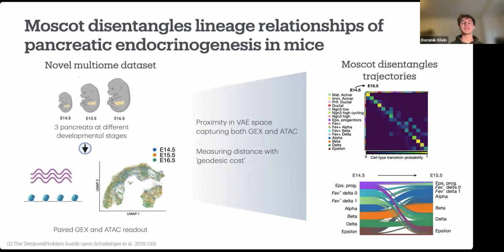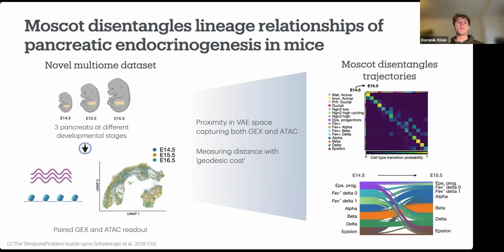And therefore, we captured murine pancreata at 3 different time points with multiome, hence we have paired gene expression and ATAC measurements. We can already see on the UMAP that these distributions, these cellular measurements across the 3 time points, are fairly overlapping, but still there's some dynamic happening. So we do see a distributional shift.